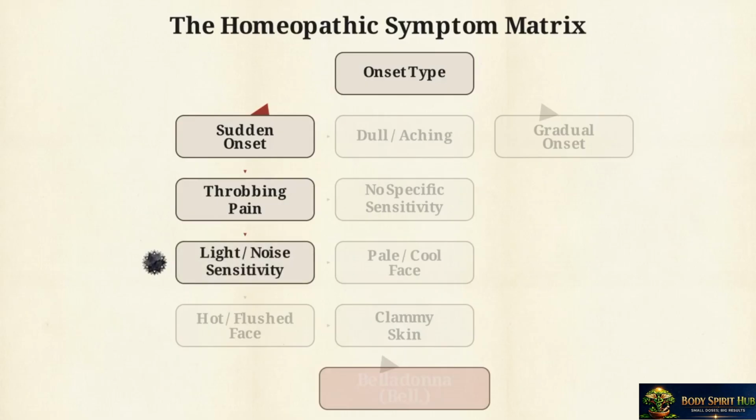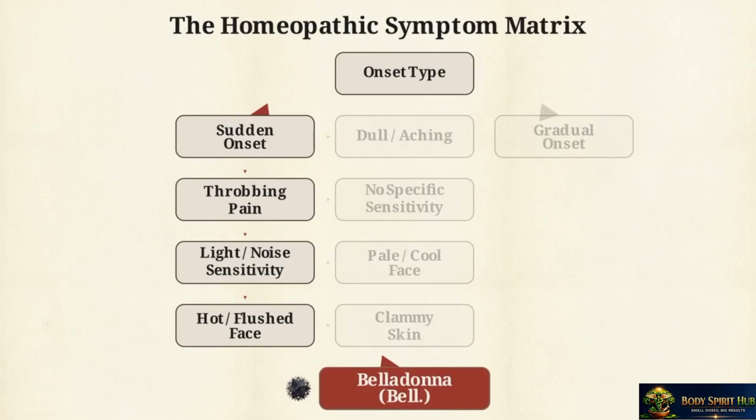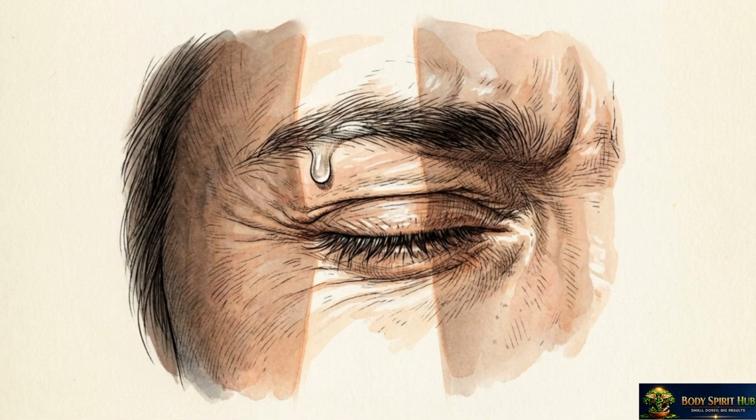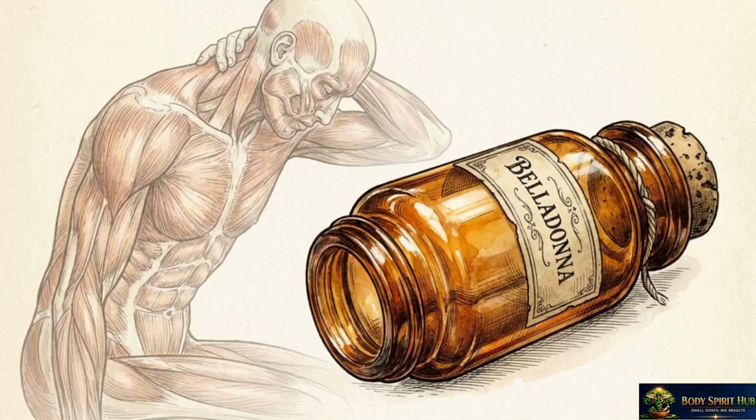If your headache features sudden, intense, rapid onset pain, accompanied by a hot, flushed face and sensitivity to light, the matrix points to belladonna. Belladonna delivers highly targeted relief for aggressive, sudden migraines, or headaches brought on by strong sunlight and heat. But the rule is strict. If your headache is actually a slow-building, dull ache, taking belladonna is useless.